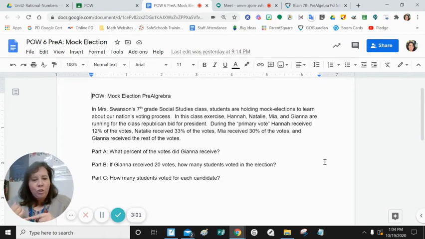And ultimately, once you get the four numbers for part C, they should add up to the number you got for part B, because part B is the total number of voters, and part C is how many people voted for each of the candidates. All right, so just like the percent numbers add up to 100%, the numbers in part C will add up to the number you found in part B.